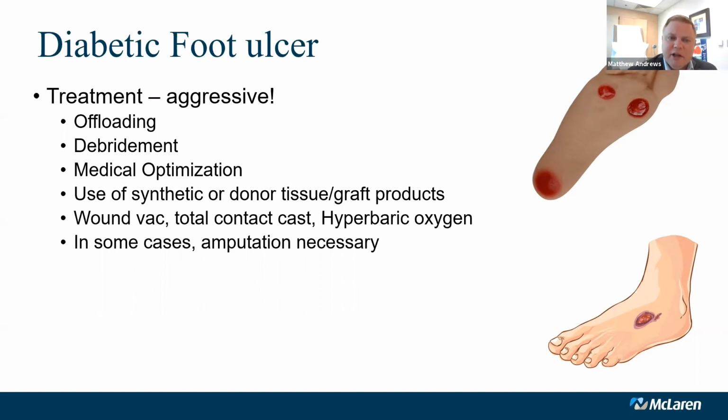So we use a lot of synthetic products. We use some donor tissue grafts. We use some amniotic products. We'll use other modalities as well. For larger defects, we'll consider a portable wound vac, which is a device that helps to remove devitalized tissue or drainage from the wound, and also put a negative pressure gradient against the wound to help it heal faster. Casting, and in some cases, hyperbaric oxygen.